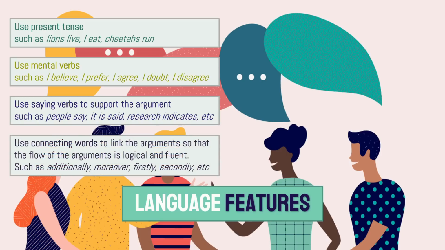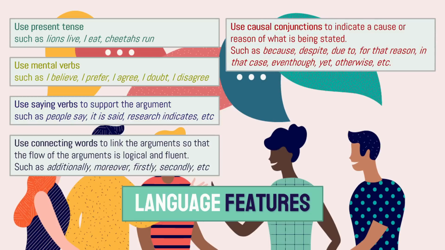Use connecting words to link the arguments so that the flow of the arguments is logical and fluent, such as additionally, moreover, firstly, secondly, etc. And then use causal conjunctions to indicate a cause or reasons of what is being stated, such as because, despite, due to, for that reason, in that case, even though, yet, otherwise, etc.